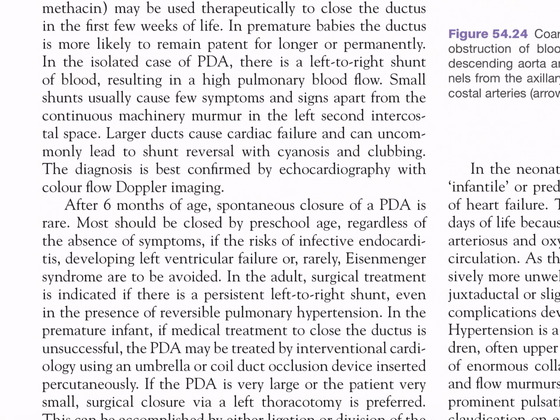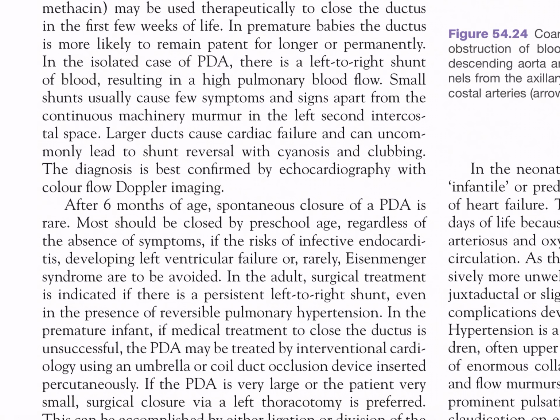After 6 months of age, spontaneous closure of a PDA is rare. Most should be closed by preschool age regardless of the absence of symptoms, if the risk of infective endocarditis, developing left ventricular failure, or rarely Eisenmenger syndrome are to be avoided.